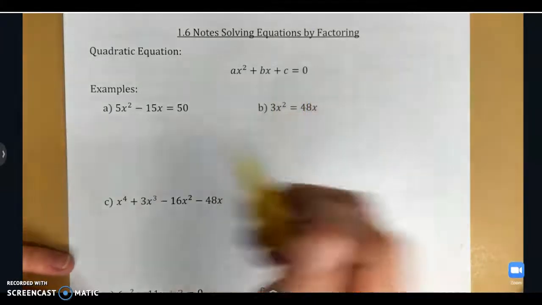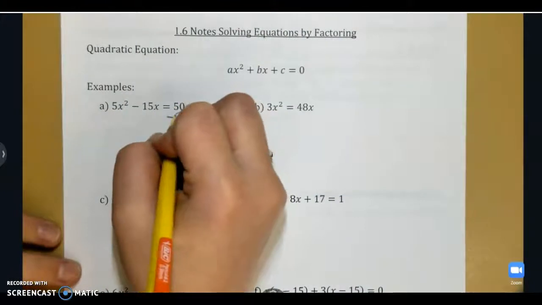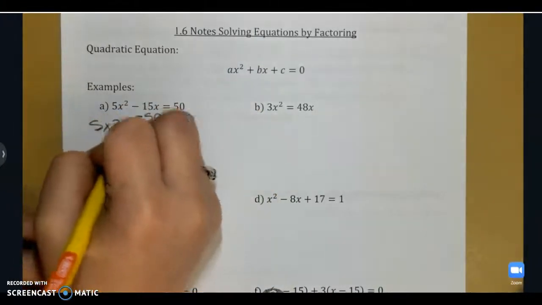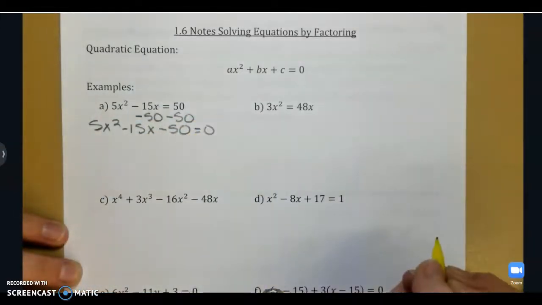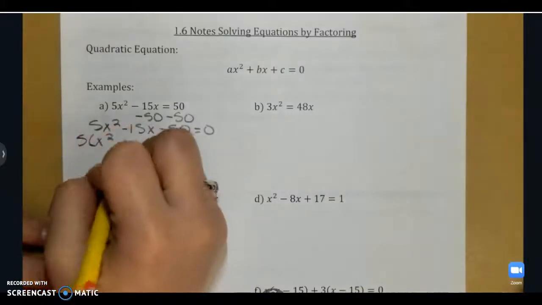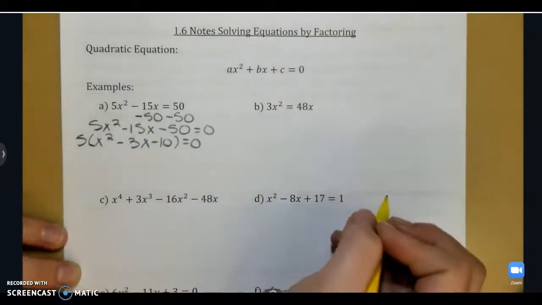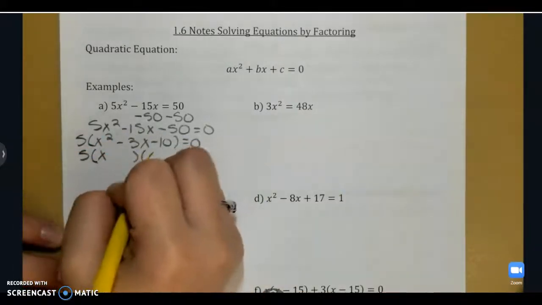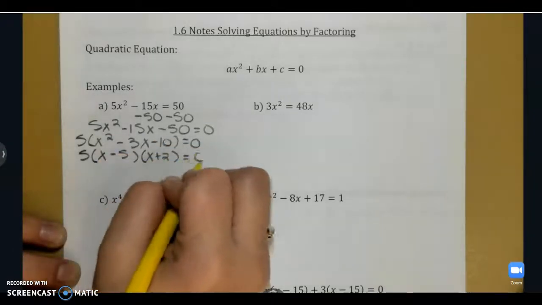And what that means is all of our terms are on the left, and on the right side it's equivalent to 0. So jumping into example A here, we need to first move that 50 to the left-hand side so that our equation is equal to 0. Then I'm going to take out my GCF, which is 5 in this case. And then I'm going to factor this trinomial. So factors of -10 that add to -3 are going to be -5 and +2.